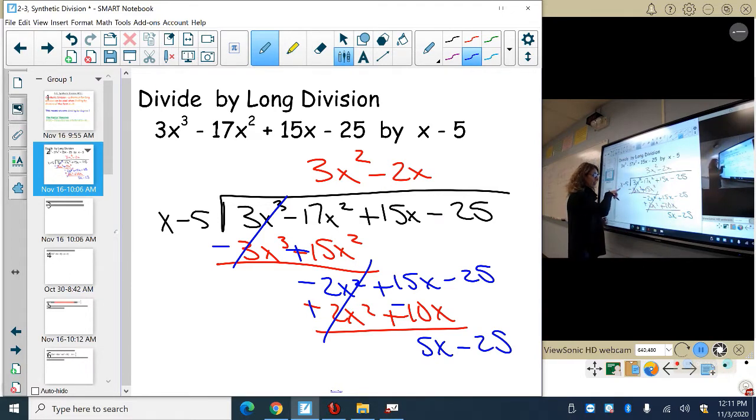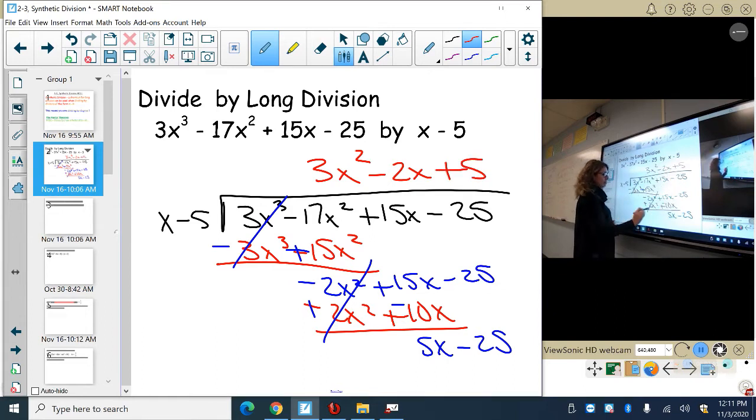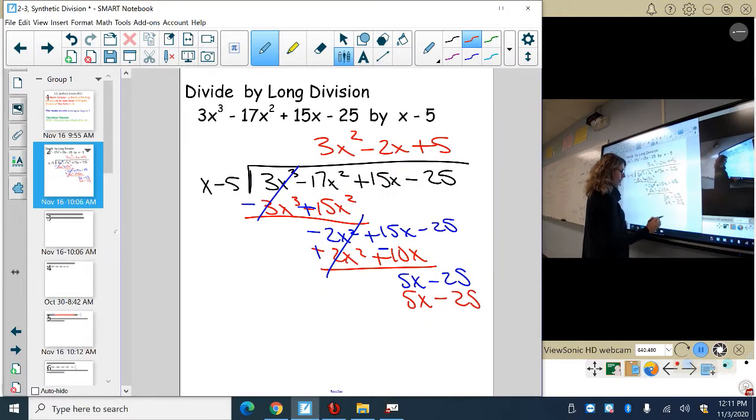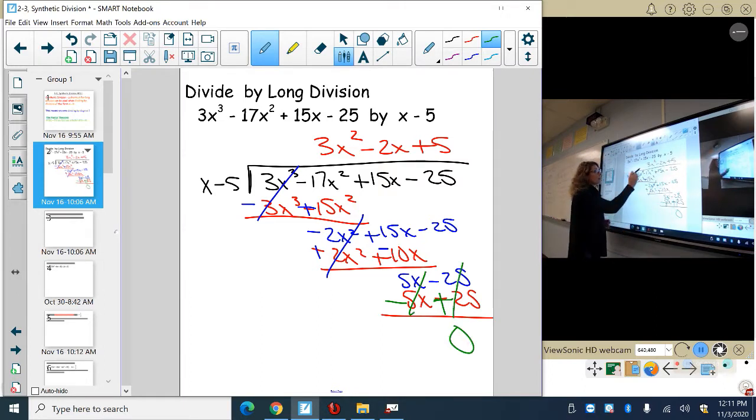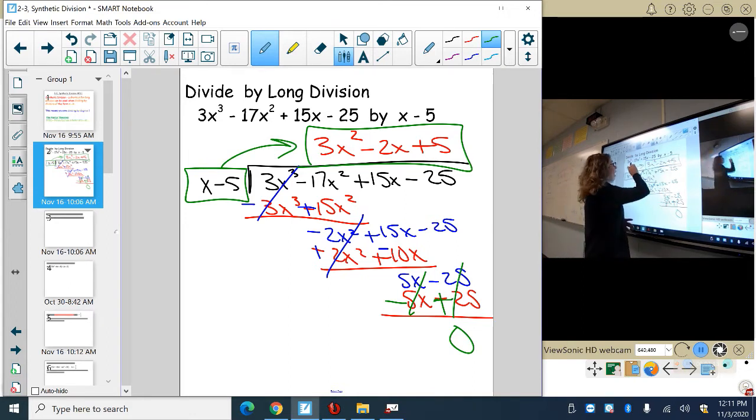Then, what do I multiply x by to get 5x? I'm going to multiply by 5. 5 times x is 5x. 5 times negative 5 is negative 25. And we go ahead and change those signs and add straight down, and I have 0. What this means is x minus 5 is going to be a factor of 3x cubed minus 17x squared plus 15x minus 25. And this is what's going to be remaining, okay?